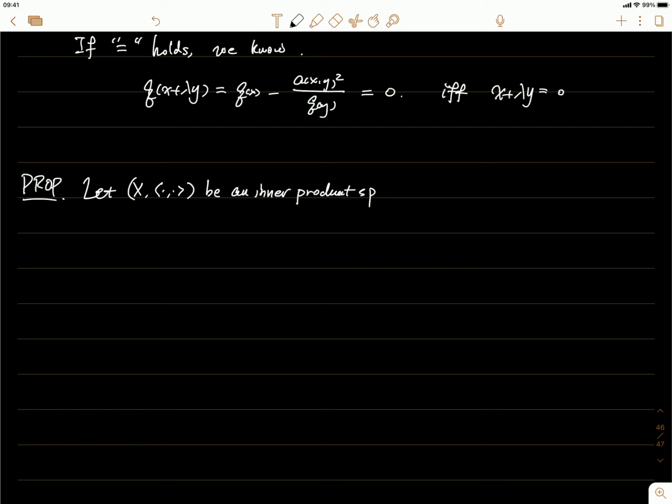Suppose we have an inner product space, then we define the norm induced by the inner product. Then we show that this will actually be a norm.